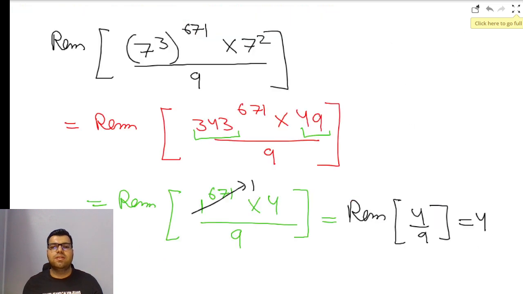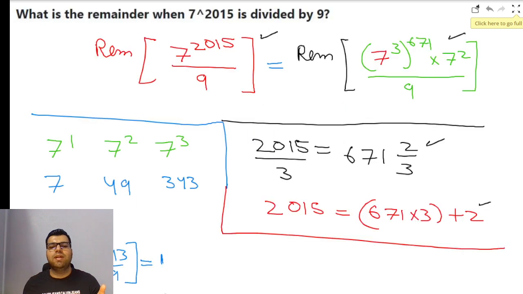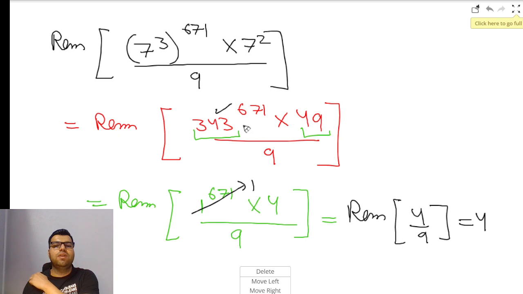Now coming into the next slide. So 7 cube raised to power 671 into 7 square by 9. So 7 cube is 343 raised to power 671 into 49. This is our intention, that we get a 343, because we know in the previous slide that remainder of 343 with 9 is 1. So I just replaced 343 with 1. Remainder of 49 with 9 is 4, so I replaced 49 by 4. So 1 raised to power 671 simply became 1. 1 into 4 is 4. So remainder of 4 with 9 is 4. Pretty simple. We found the answer 4.